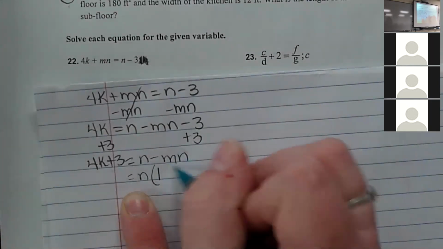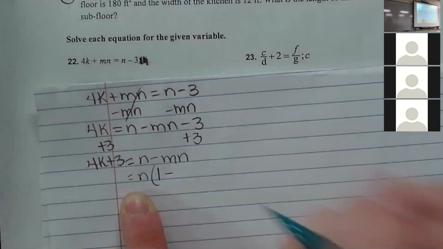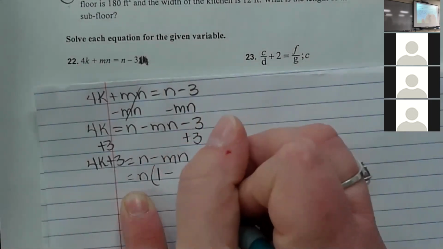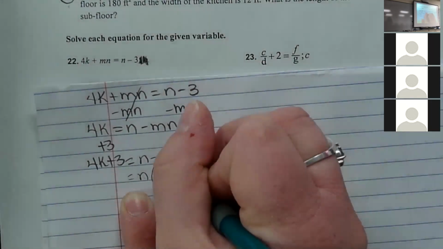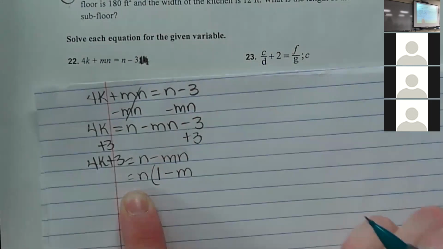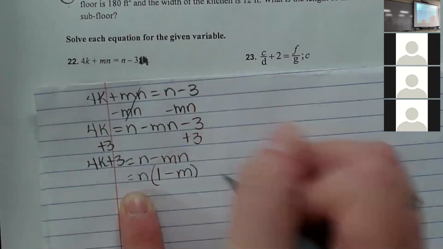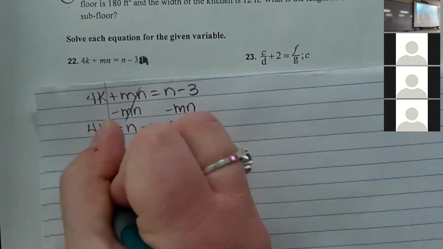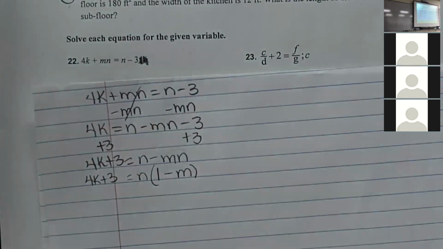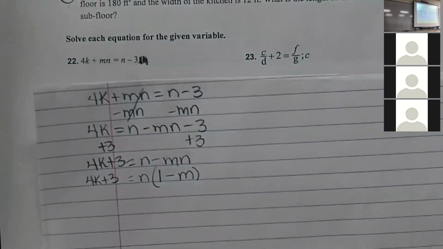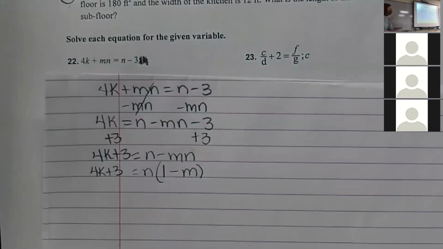Now, if I took an n out of n, then what's left? What letter's left? Just the m, right? Rough crowd around here. So I have 4k plus 3 equals n parenthesis 1 minus m. Ooh, that's really serious. Okay?